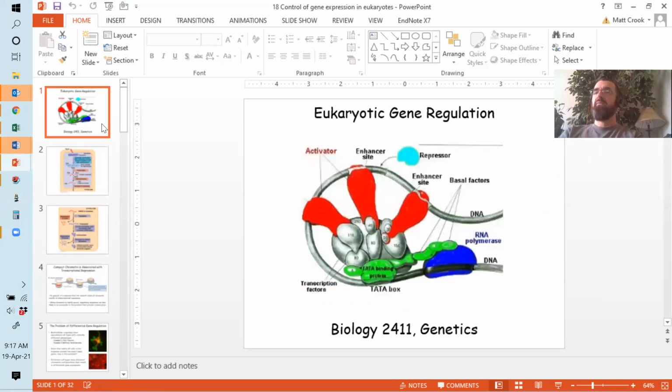Okay, so the next thing is, in many ways, a much larger and more complicated topic, and that is eukaryotic gene regulation. Part of the reason why eukaryotic gene regulation is more complex is because it occurs at many more levels. Prokaryotic control of gene expression is largely at the level of transcription, by and large.